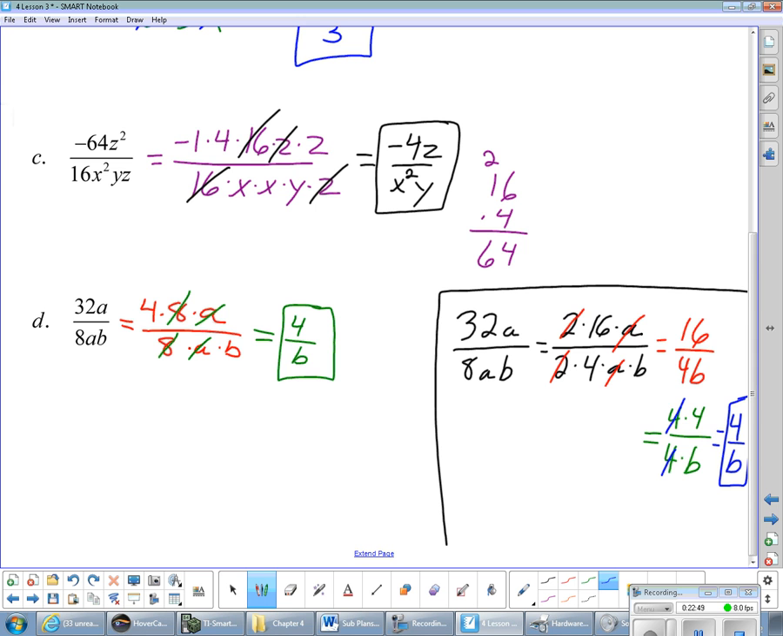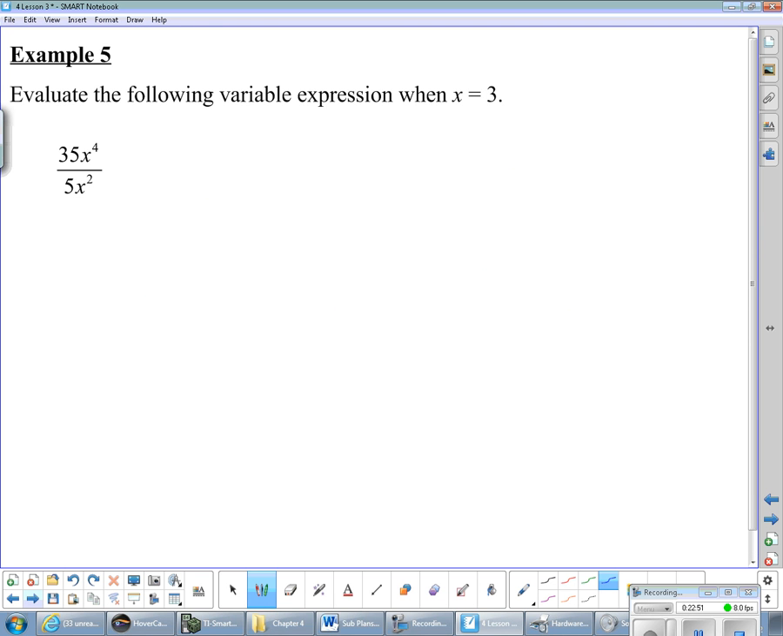All right, and then finally, our last example here. For example 5, evaluate the following variable expression when x equals 3. We're going to plug in 3 for x, but it's going to be a lot easier to plug in 3 for x after we simplify it. So just off to the side, I want to show you the harder way to do this. You plug in 3 for x first. It's possible to do this, and it's not horrible to do it this way, but it's going to be a lot easier to simplify fractions.